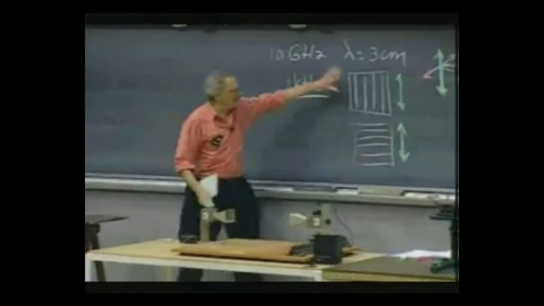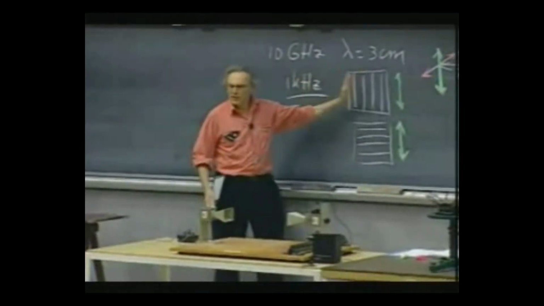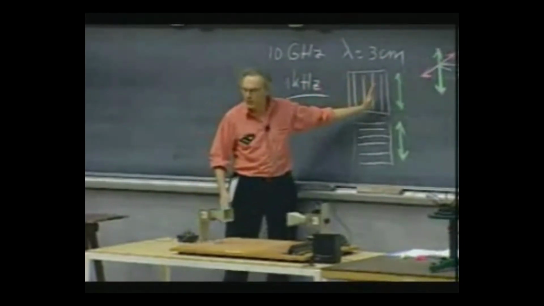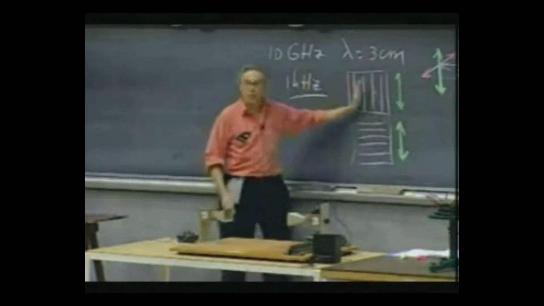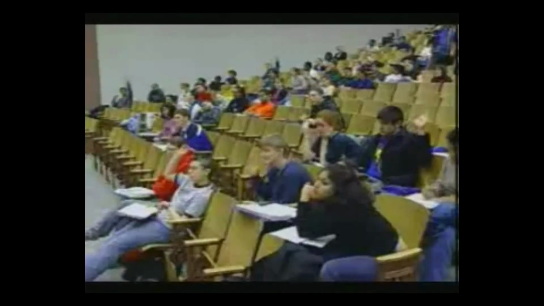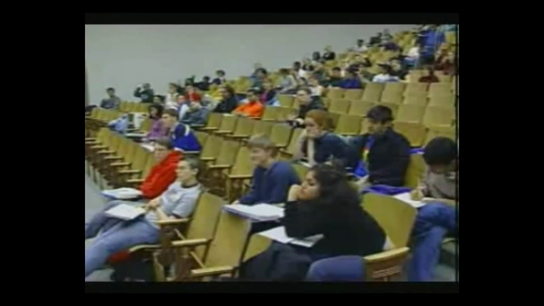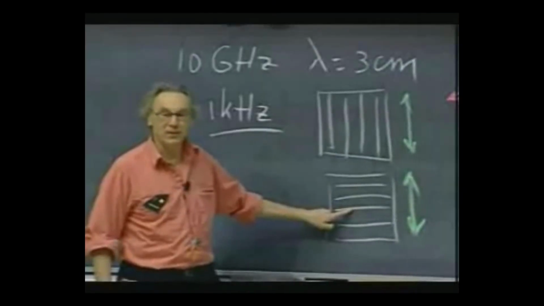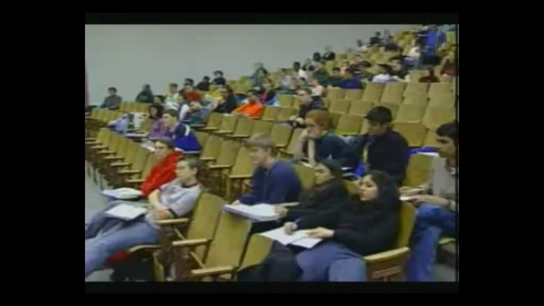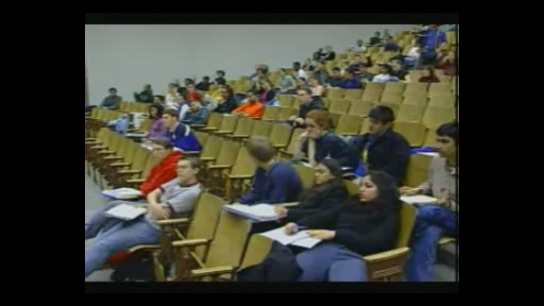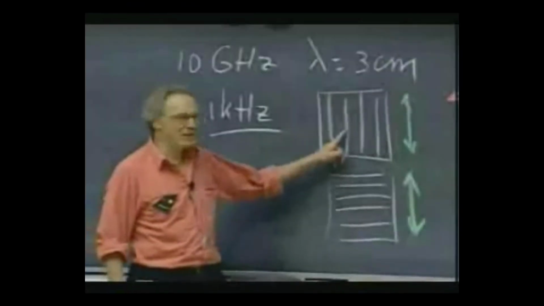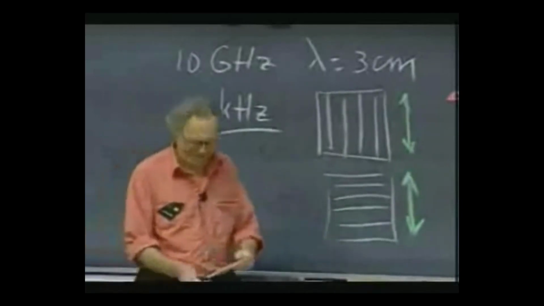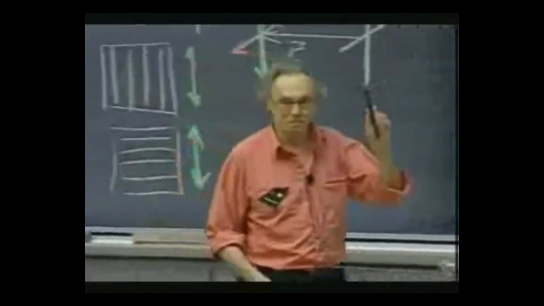Who thinks that if I have the bars vertical, the electromagnetic radiation will go straight through without any problem? Who thinks that maybe it will not get through? Who thinks it will get through? Who thinks it will not get through? Now I do this. Who thinks that the electromagnetic radiation, the oscillating E field, can easily go through this? Who thinks it will not get through? It's very evenly divided. We have about 25, 25, 25, 25. Okay, we'll see.